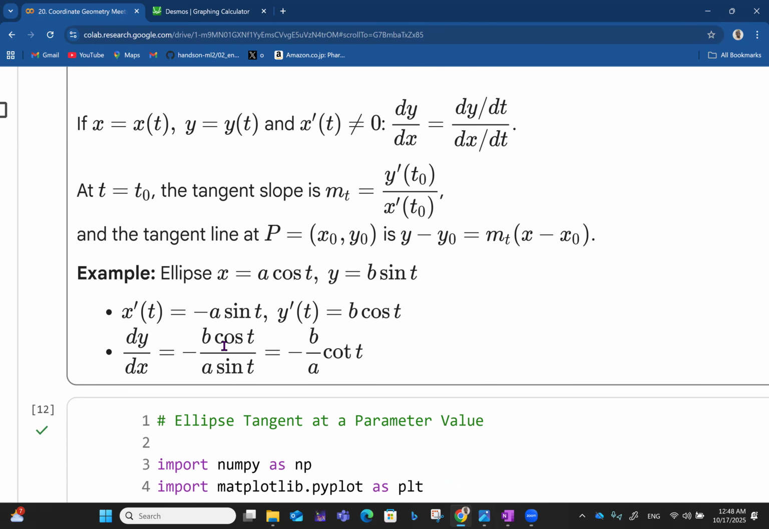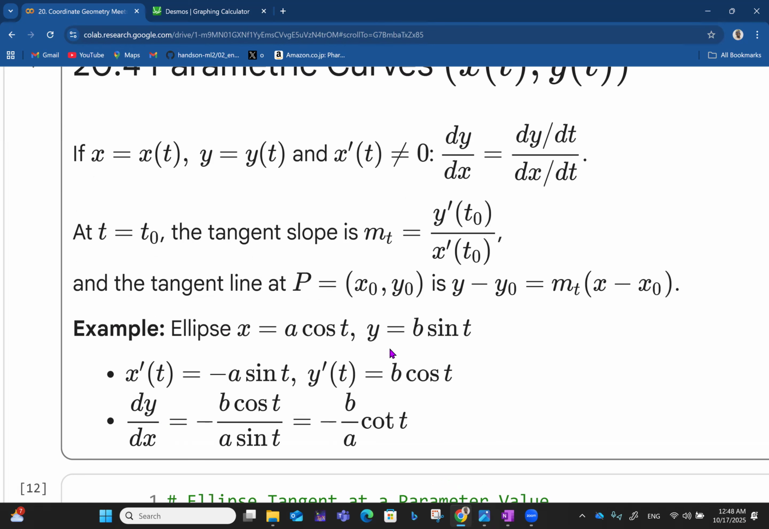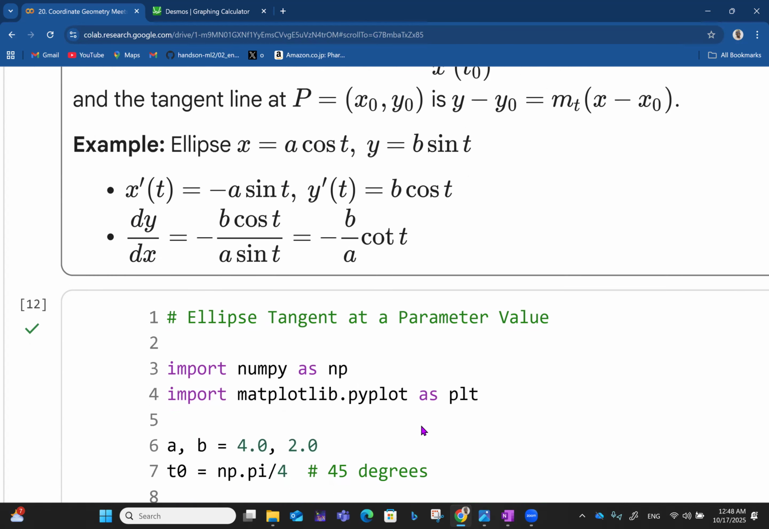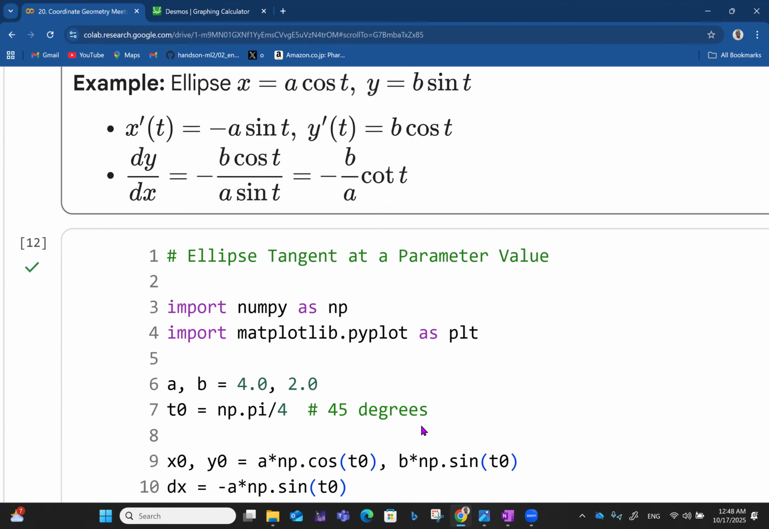So imagine an ellipse where we have x equals a cos t and y equals b sine t. Then x prime of t, if you differentiate with respect to t, differentiating cos you get minus sine, so that's minus a sine t, and y prime of t is b cos t. So dy dx will be minus b cos t over a sine t, equals minus b over a times cos over sine, which is cot t. That's the dy dx. So you can then substitute whatever t you want.